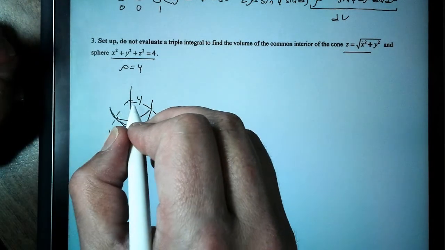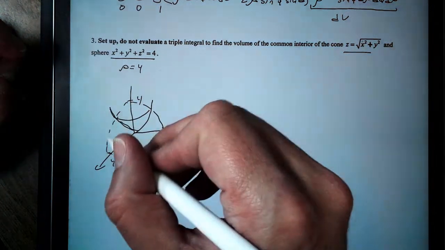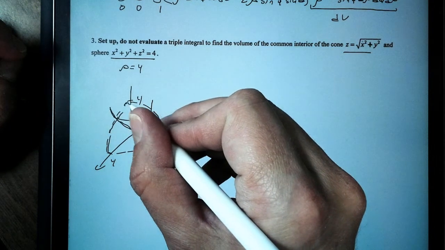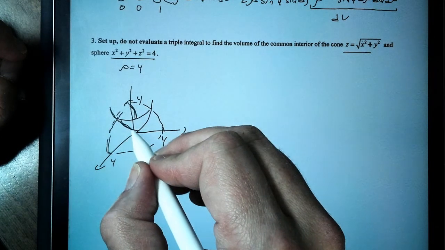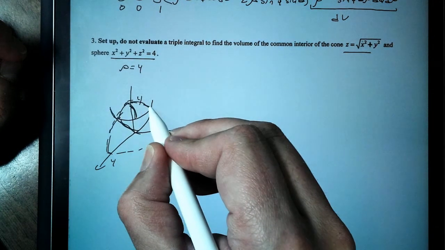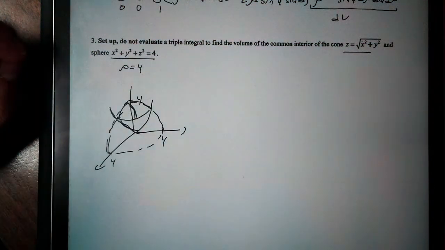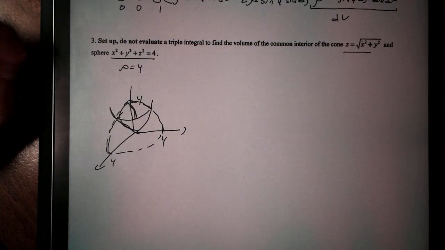Now you've got to remember, where they intersect right here, my sphere is going around, right? So it's going to have this little round part right here. So you can almost imagine it looking like a little bit of an ice cream cone as we go all the way around.